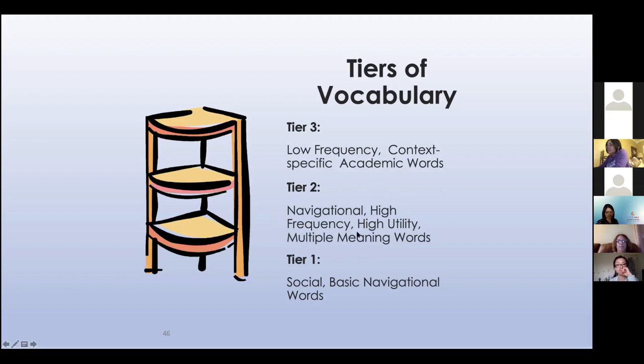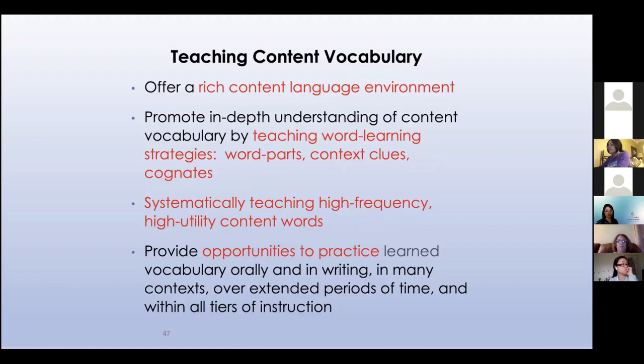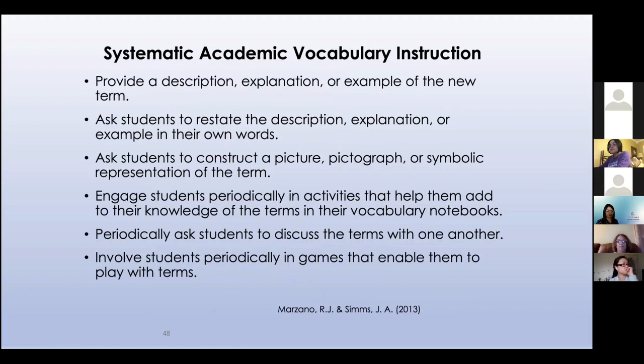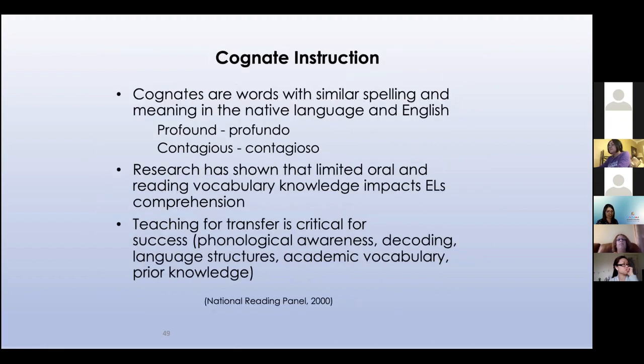So you want to tell teachers to concentrate on these words because these are the ones that are going to be making them more successful, because those words are going to be applicable to all of the different subjects. And these are some strategies to teach content vocabulary that you can use: systematic academic vocabulary instruction, cognate instruction. Cognates are words with similar spelling and meaning in the native language and English. So profound, profundo, contagious, contagioso. And so sometimes we can use cognates.